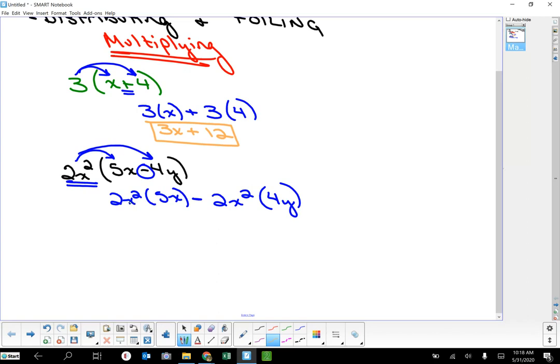Remember, when you multiply an x times another x, you're adding the exponents. If you don't see an exponent, it's a 1. So we're going to have 2 times 5 is 10, and then x squared times an x, you add the 2 and the 1, and you get x to the third power. Bring down the sign. We're going to multiply the coefficients. That's an 8. And then we have an x squared times a y, so that just gives you, quite literally, x squared y. These are not like terms because you don't have exactly the same combination of variables and exponents. So that problem is done.